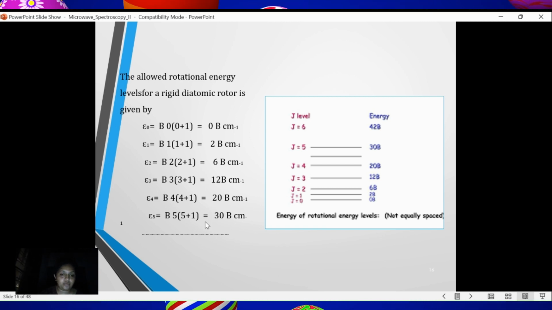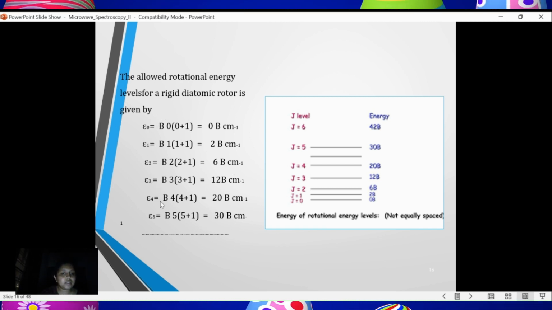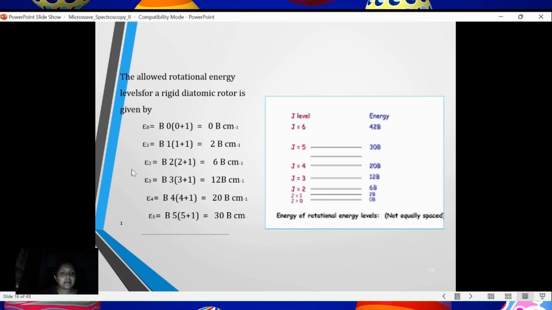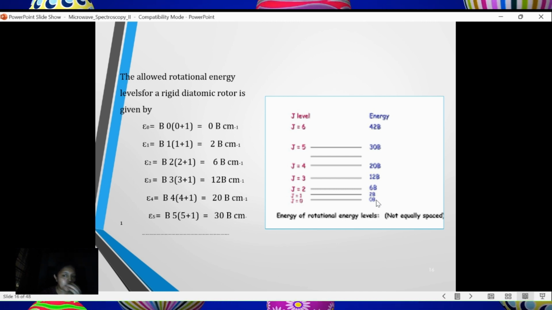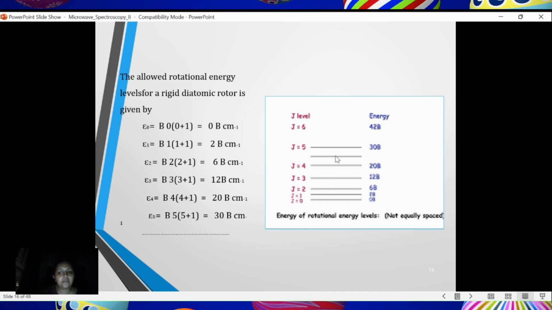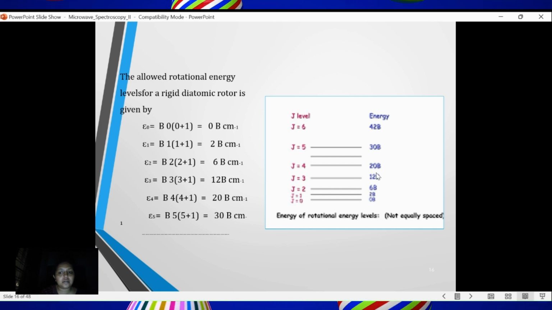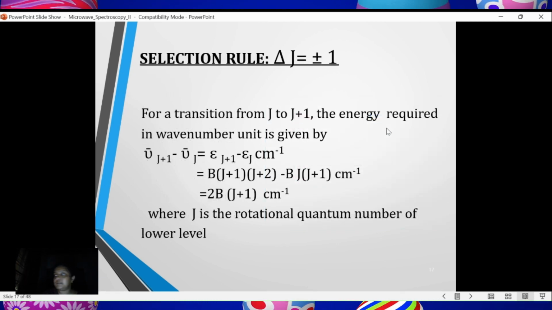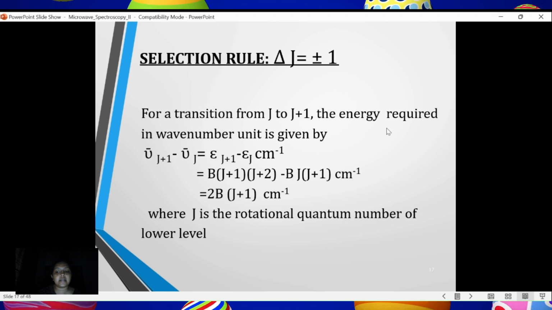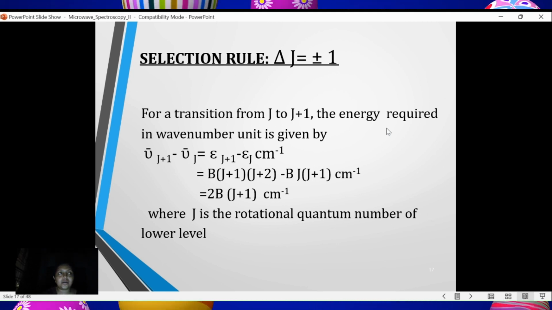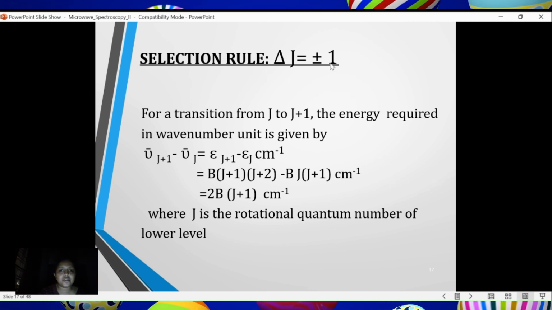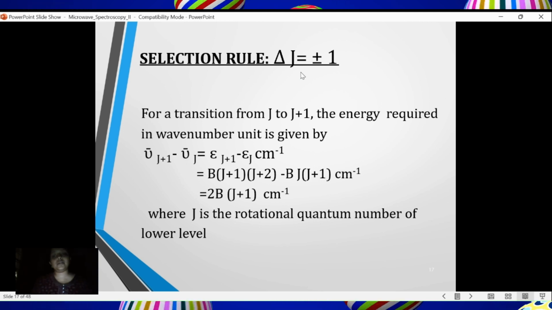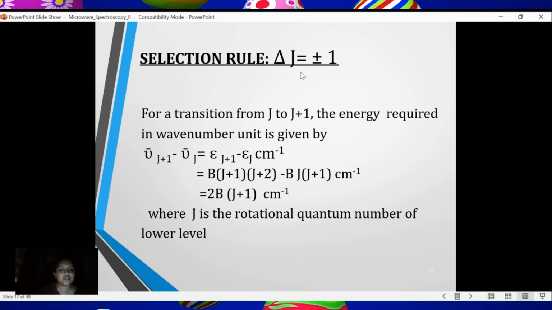Here we obtain the energy levels by substituting J is equal to 0, 1, 2, 3 values in this particular energy expression. Here we can see the lowest energy level, J equal to 0, energy is 0. Then when J is equal to 1, we will get 2B. J is equal to 2, we will get 6B, then 12B, 20B, 30B, 42B, etc. Okay, and the selection rule for this transition is delta J is equal to plus or minus 1. That is, not all transitions are allowed. Only those transitions when this particular selection rule is obeyed, that is delta J is equal to plus or minus 1, are allowed for the rotational transition.